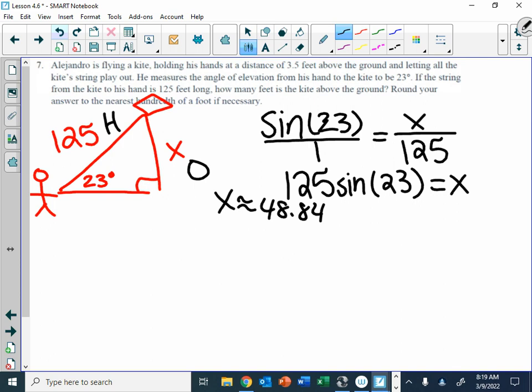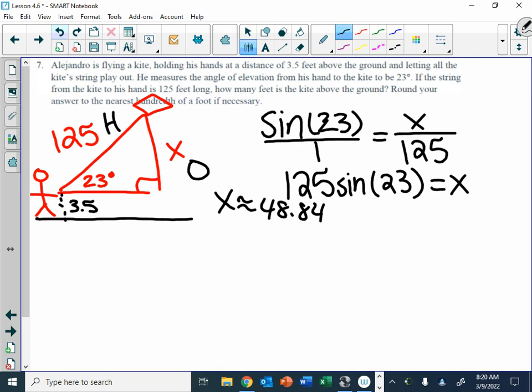Alejandro is flying a kite, holding his hands at a distance of 3.5 feet above the ground. So his hand is 3.5 feet above the ground. Okay, so that's 3.5, because this is the ground. Okay, that's the ground. The question asks me, how high is the kite off the ground? So what do I need to do with that 3.5? Subtract or add?